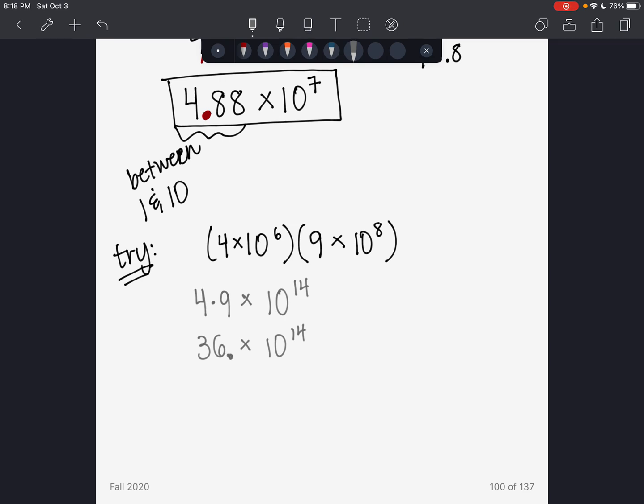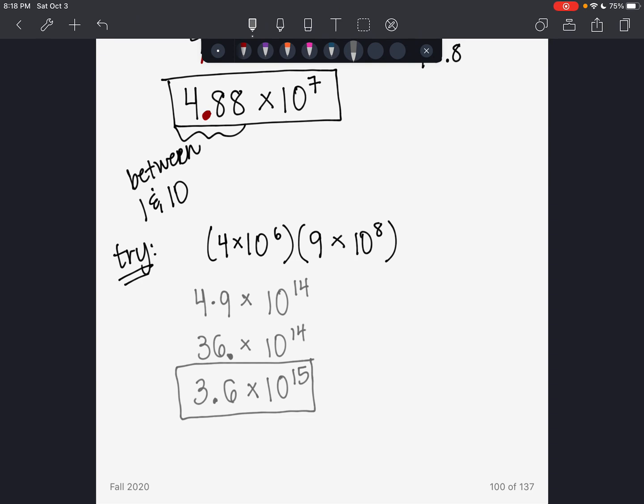Instead of going right 14 places, I'm going to have to move my decimal place to the left to put this in scientific notation, which means instead of 14 places, I now have to move 15 places to get to my final destination. 3.6 times 10 to the 15th power.